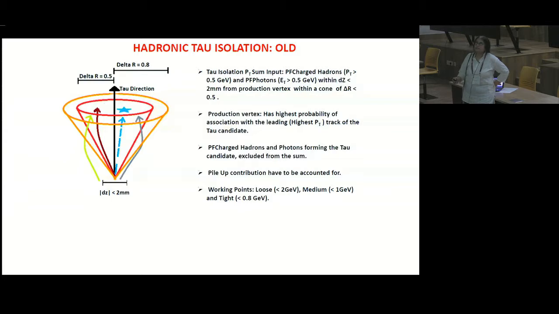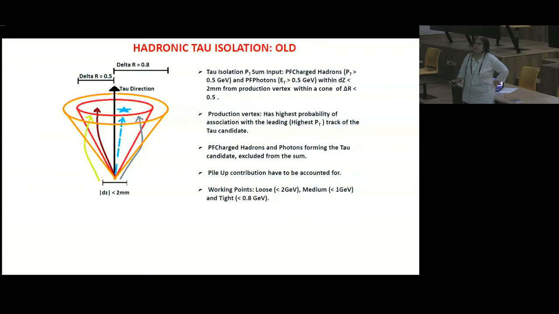So the pT sum of all elements bigger than 0.5 GeV, so I don't consider the very, very low energy stuff, and the photons with ET greater than 0.5, within delta Z of 2 millimeter from the production vertex. So there is a cut here also, there is a selection here, and within a cone of delta R less than 0.5. So this has to be computed. And then I put several criteria on this particular quantity.